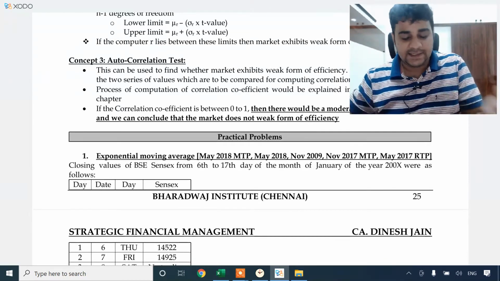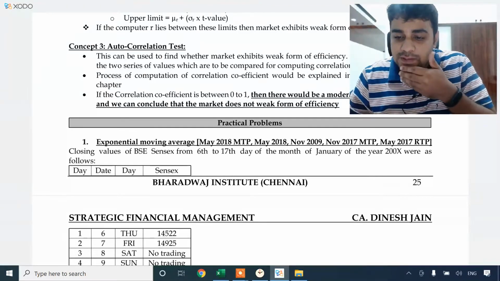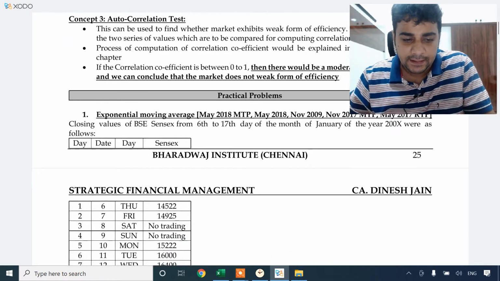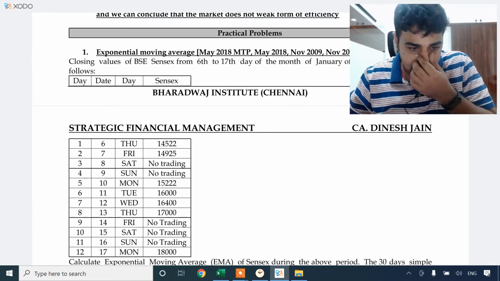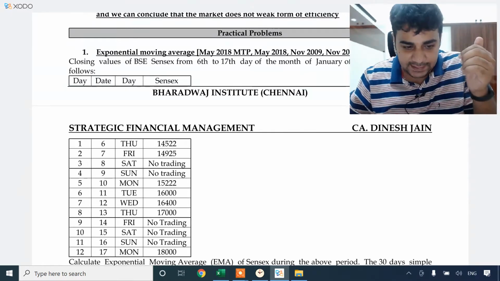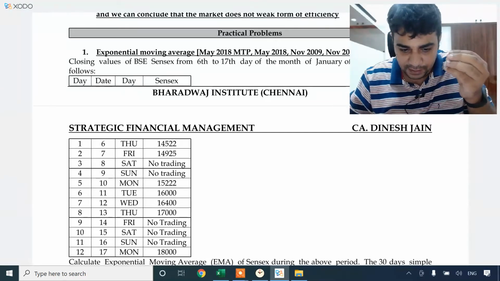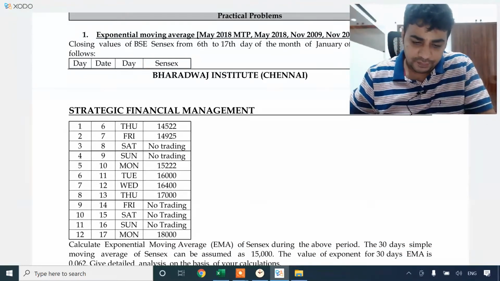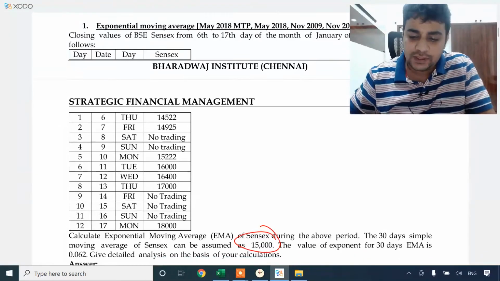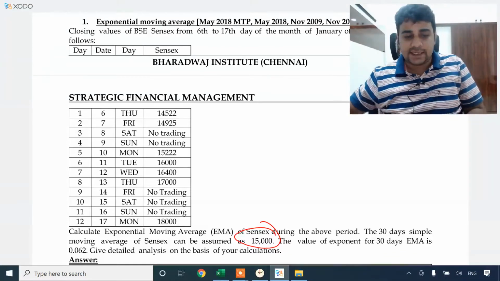Closing values of BSE Sensex from 6th to 17th day of the month of January for the year 2009, or whatever year, are given as day, date, Sensex. This is the period for which they have given the data. The data is given for 12 days. In that, trading doesn't happen, I think, on 5 days, so 7 days of data is available. Using this, we will have to calculate the exponential moving average. The starting value is taken as 15,000 and the adjustment exponent is taken as 0.062. Let's capture this information.